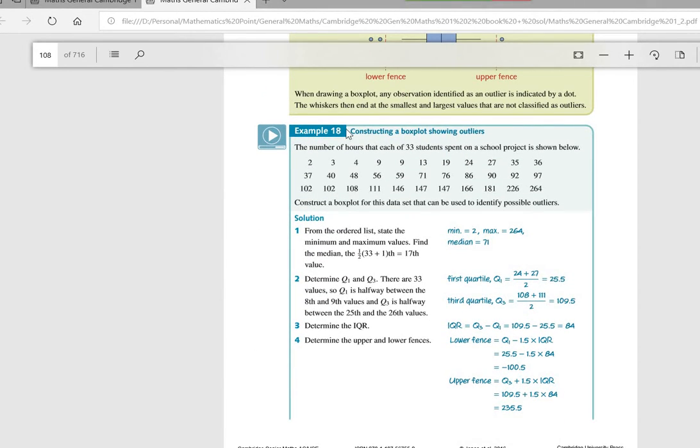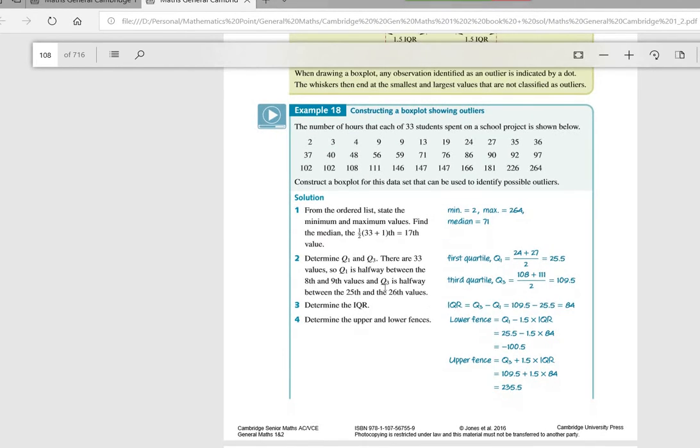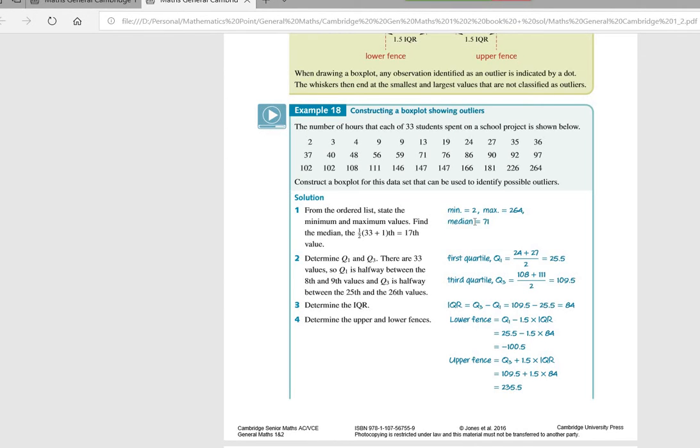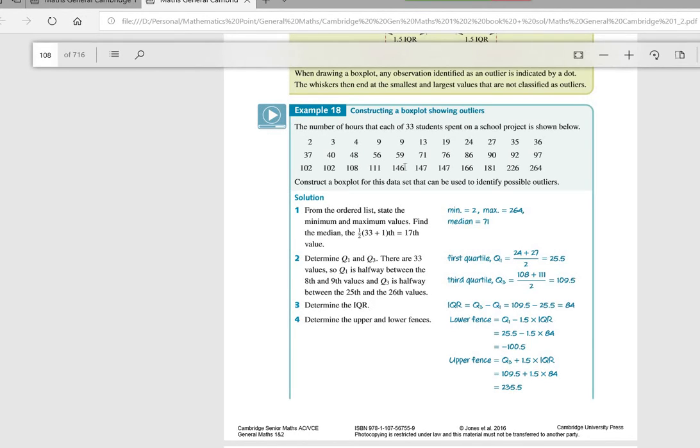Now let's see this example 18. Example 18 has given you the number of hours 33 students spend on each school project, and you find the box plot. Min and max are easy to find, and the median is easy to find as well. We know how the median can be found, the middle value. This is already in increasing order, so the median should be easy.